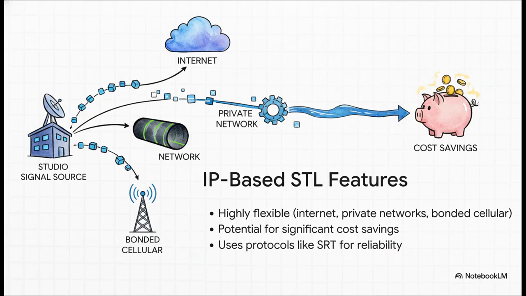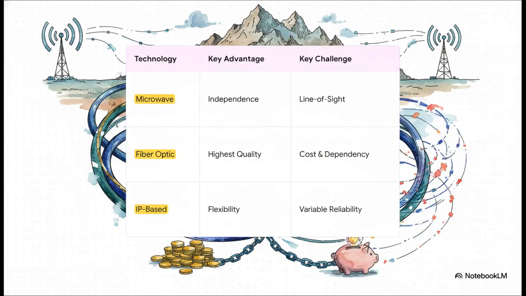And that can save a ton of money. The challenge, though, is that public networks can be, well, unpredictable. That's why these systems rely on really smart protocols like SRT. That stands for Secure Reliable Transport, which can magically fix errors and lost packets on the fly to keep the stream rock solid. So this chart really breaks it down nicely, doesn't it?